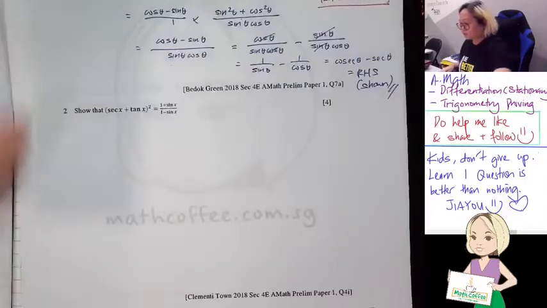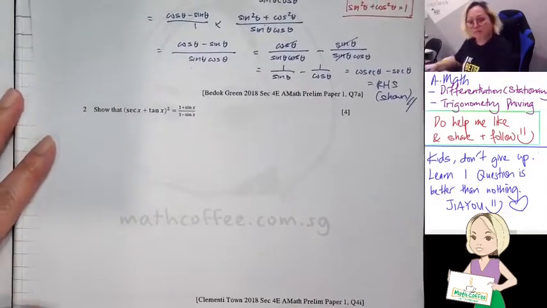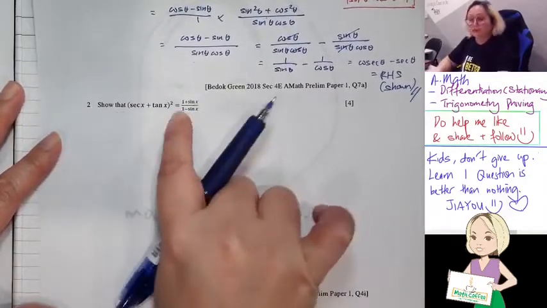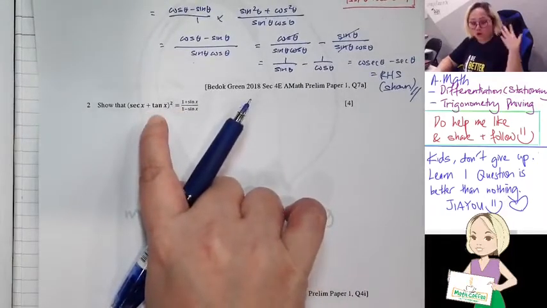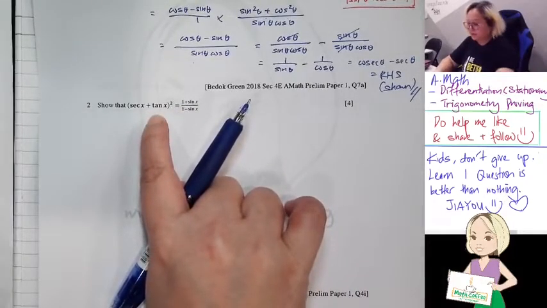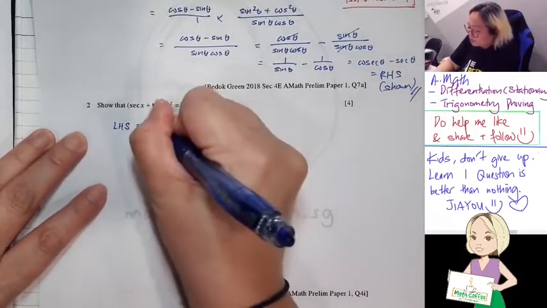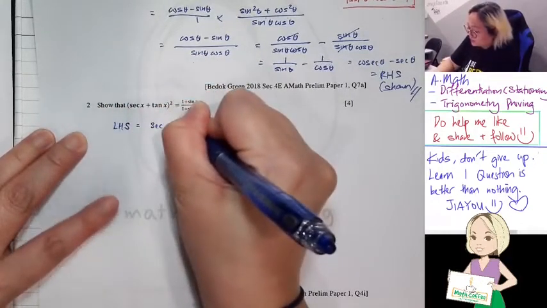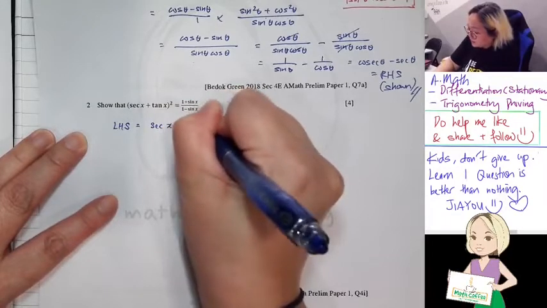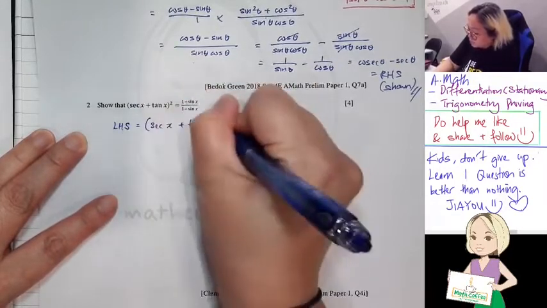Okay, let's move on to the next question. Again, this one, obviously, the left-hand side is more complex. So we're going to start from the left-hand side. So we will write left-hand side equals to, always write out the original question first, secant x plus tangent x squared.